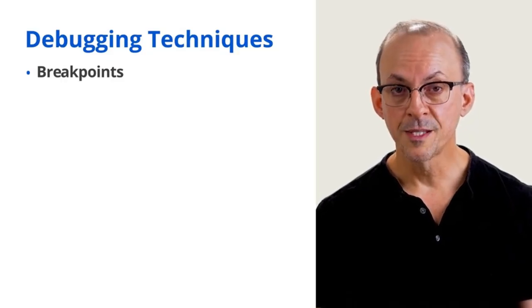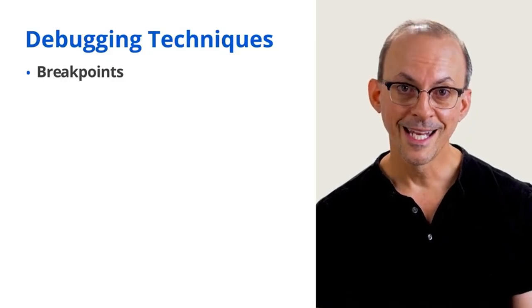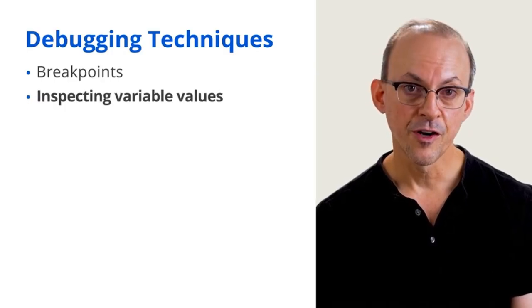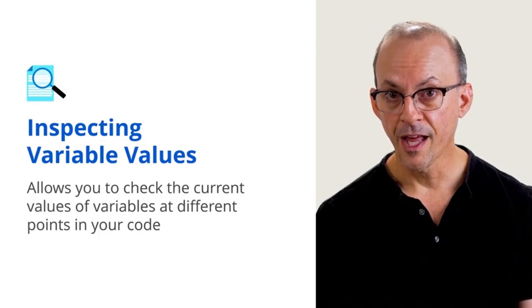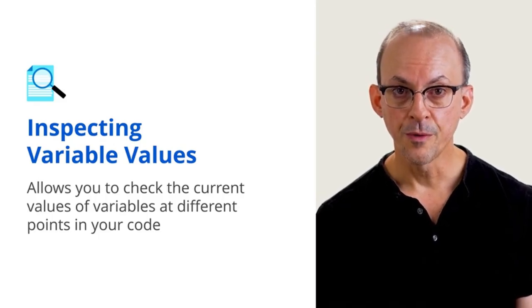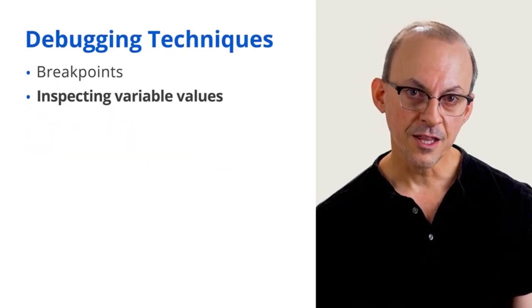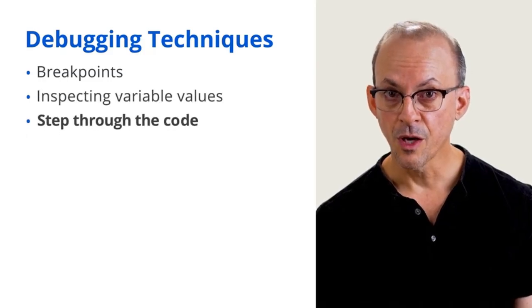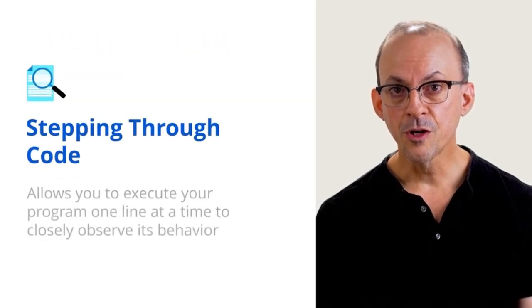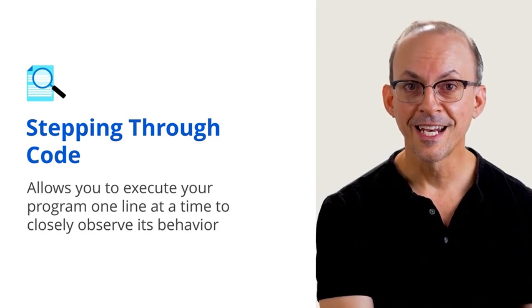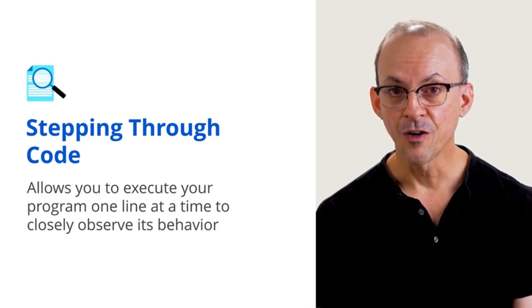After setting your breakpoints and pausing your code at critical points, the next step is to inspect the values of your variables. Inspecting variable values allows you to check the current values of variables at different points in your code. Once you've checked the values of the variables, you can step through the code. Stepping through your code allows you to execute your program one line at a time to closely observe its behavior.